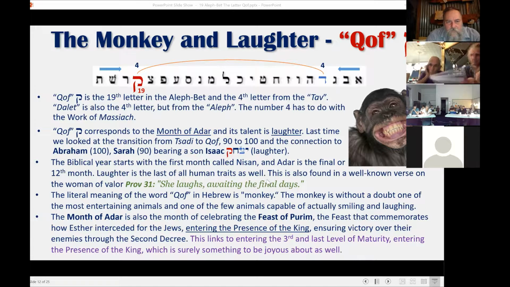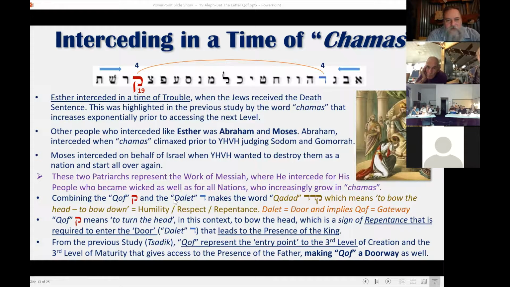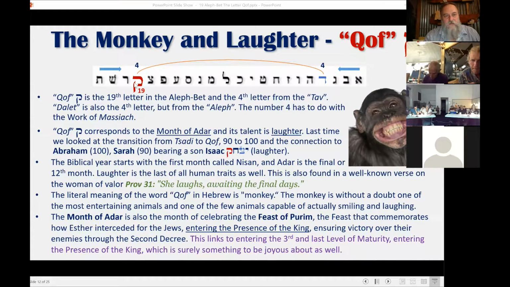If you connect the Goof and the Dalet, it makes the word Kadad. It's got a double Dalet, but the concept of connecting the two is Kadad, that means to bow the head or to bow down. That's a symbol of humility, respect, and repentance. And that is what is required to enter the gateway. To enter the next step, you can only access that through humility, through respect, and through repentance. And that's the wisdom between those two letters. Between the Dalet, which is the 4th letter, and the Goof, which is the 4th last letter.